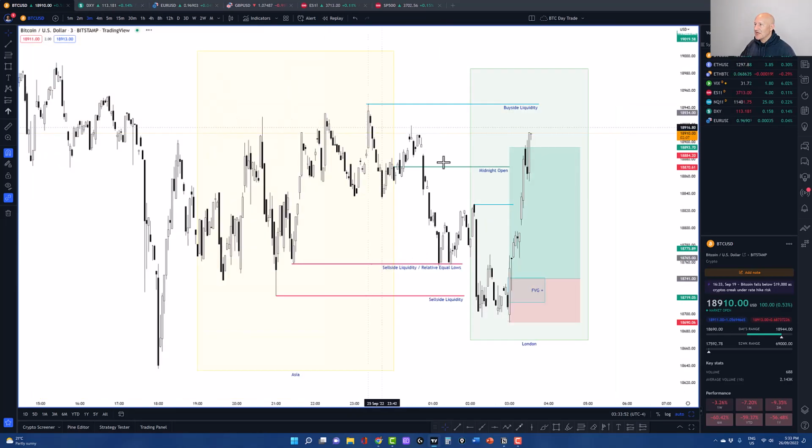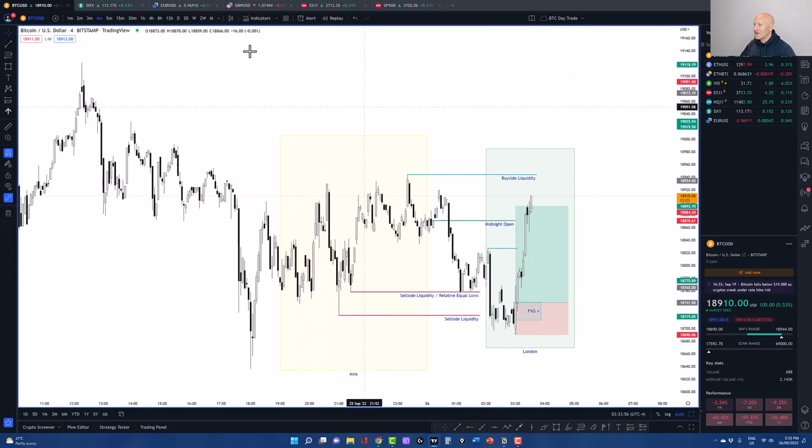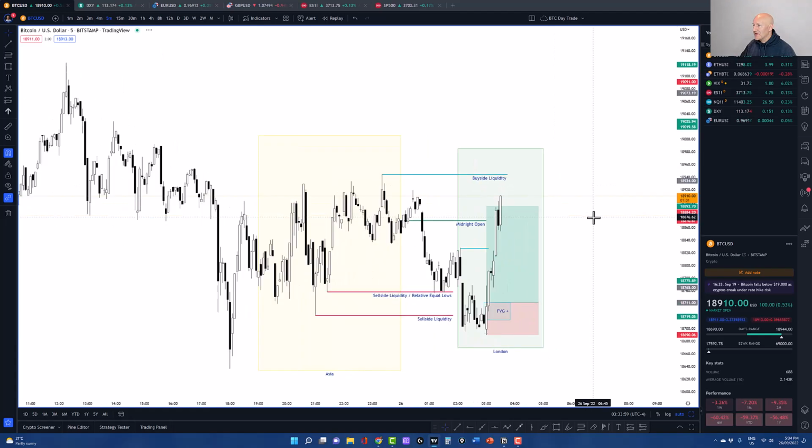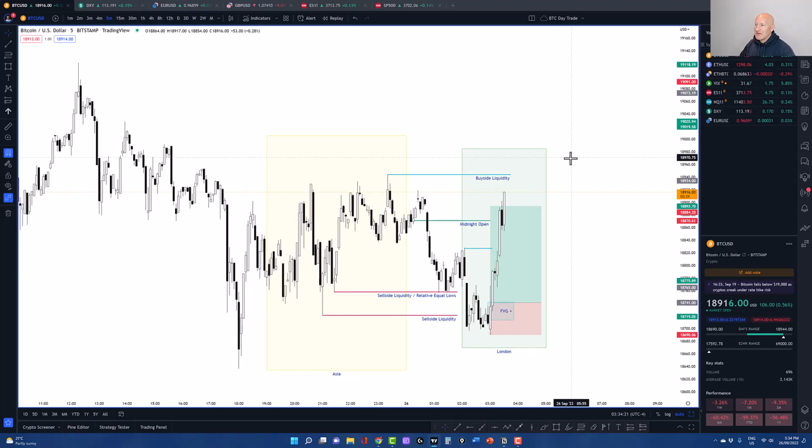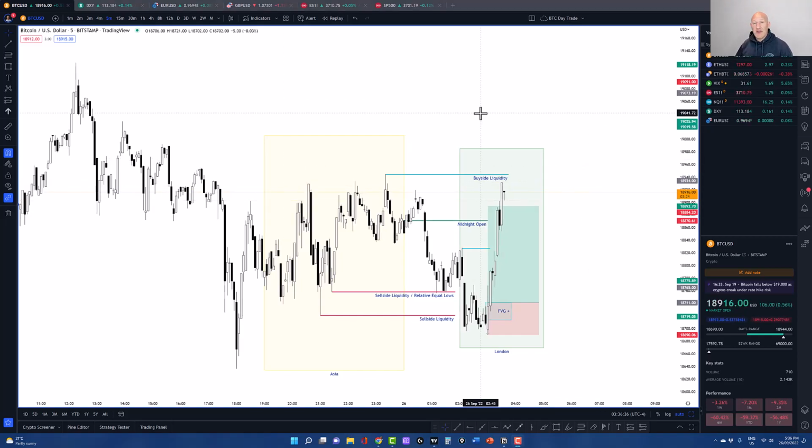We can clean up the chart a little bit and come in at a slightly higher time frame, even the 5 minute, to make it even clearer. And I wouldn't be surprised if we take out this level here. That will take out this buy side liquidity up here. Or I might finish up the video right there.